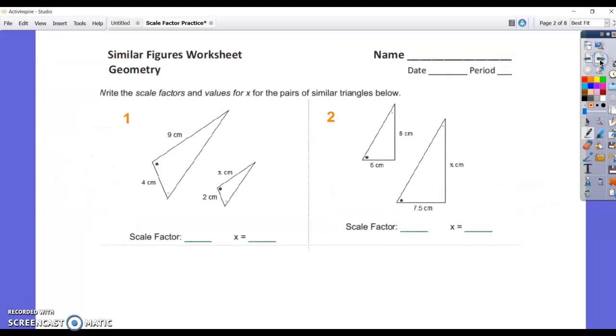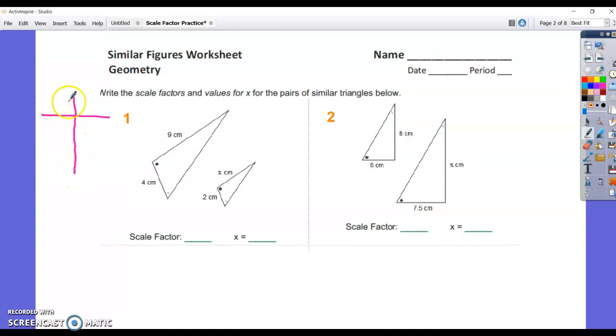Okay, so if you flip your paper over, you were given some similar figures, and you were asked to find the scale factor, and you're also asked to find x. Okay, we have a couple of different options for how we're going to do this. According to the author of your book, we can use our tables, and we can set up a table and use our equations. And so we'll do that for the first one.